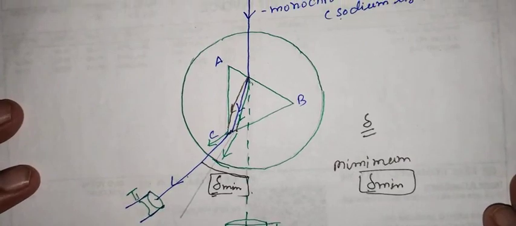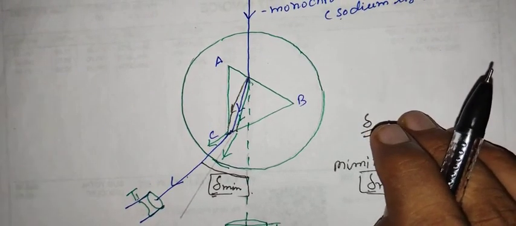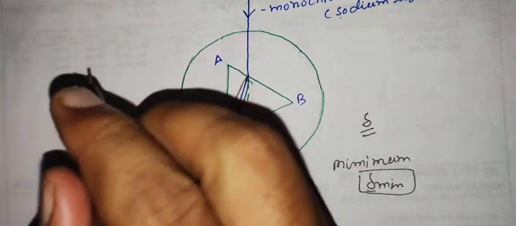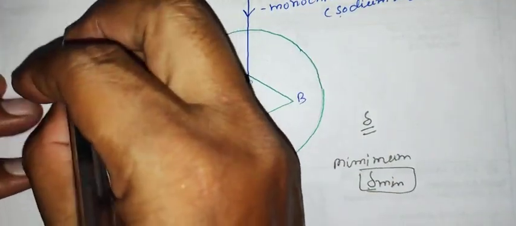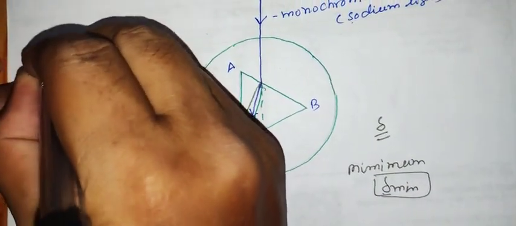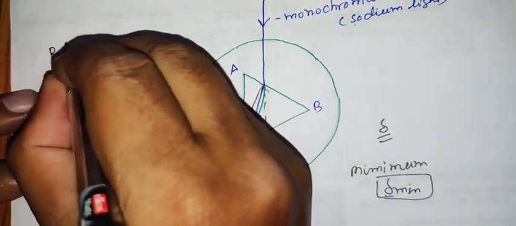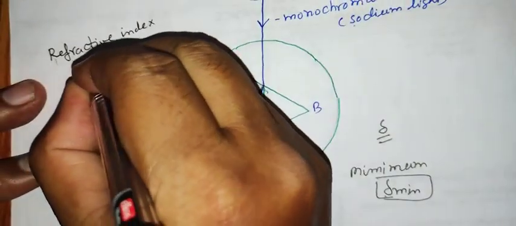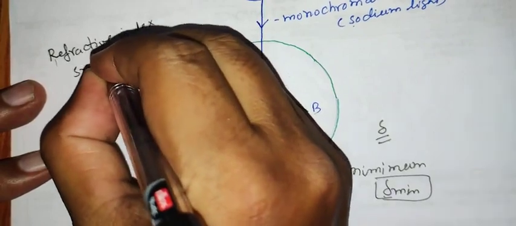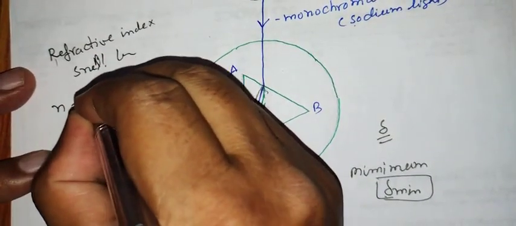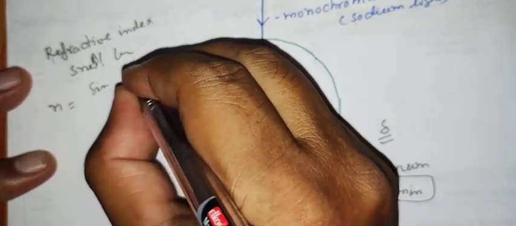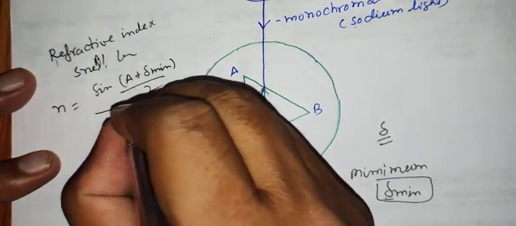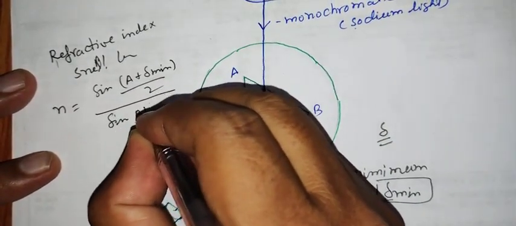So this is all about the spectrometer, and we can also obtain the refractive index of the material of the prism by using the formula, since we know that by Snell's law, the refractive index n is equal to sine of (A plus delta minimum) by 2, total, divided by sine of A by 2.